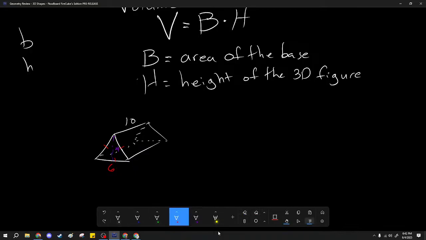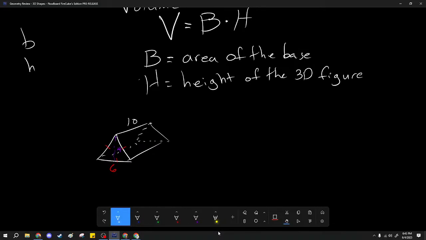So when I say capital H is the height of the 3D figure, what I mean by height is not actually from the bottom of the figure to the top. It is not from how it's drawn. The height is the distance between the two faces. So I'll put that right here. It also equals the distance between the bases.